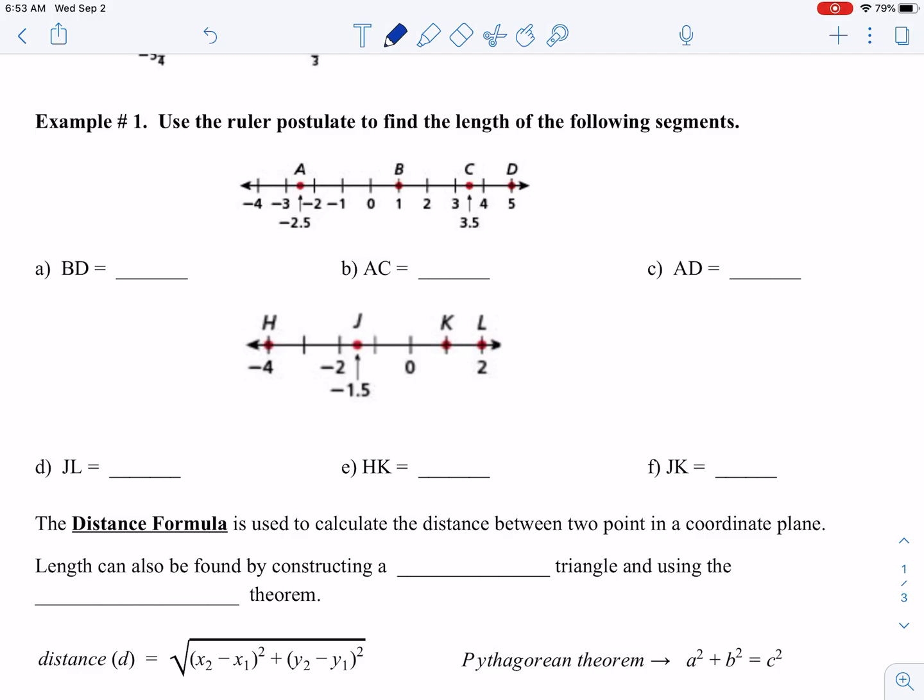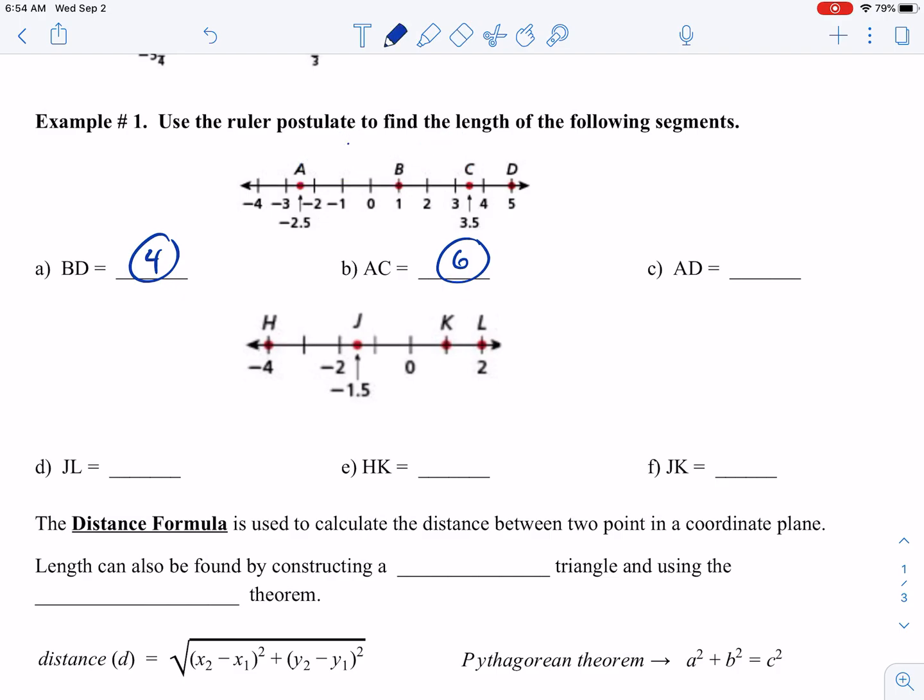examples A through C. We'll do A, B, and C together, okay? The length of BD, B to D, sometimes if everything is on the same side of 0, a positive side, you can just count, or from 5 to 1, we know that that's a length of 4. For A to C, that's using the negative and the positive side, so use 0 as a halfway point. 3.5 units. 2.5 units. Add those two together, we get 6.